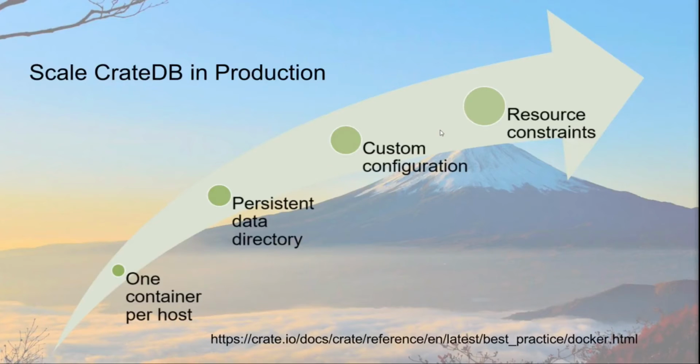Another important thing is resource constraints. This is really important because when you're running CrateDB inside Docker, the current versions of the JVM, the Java virtual machine, are unable to detect that they are running inside a container. As a result, the detected limits are wrong. So you explicitly must declare the heap size that Crate can use, to avoid out of memory issues.